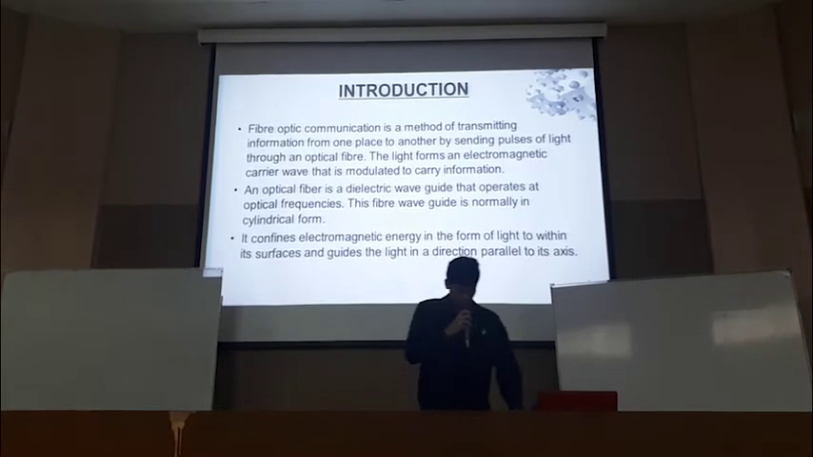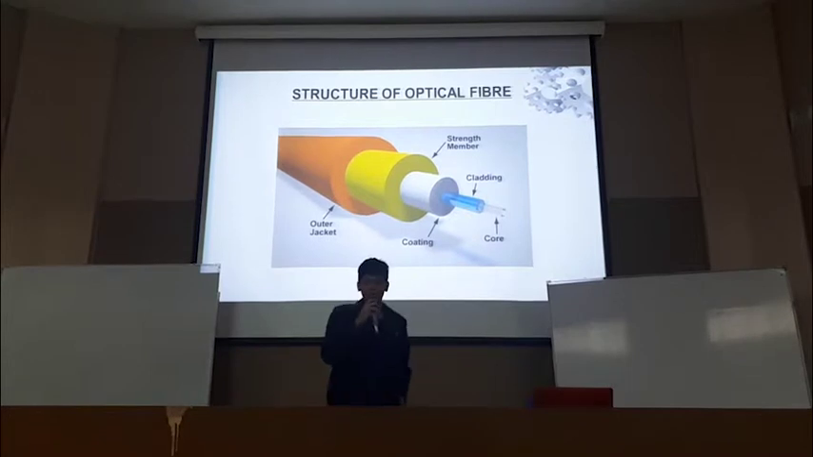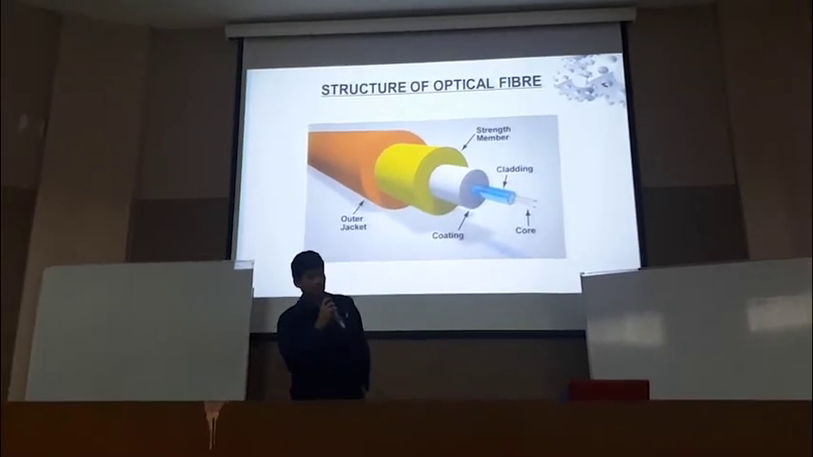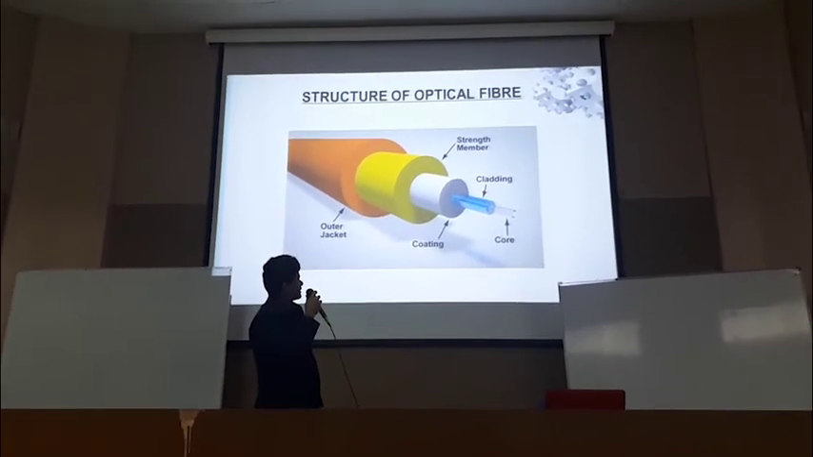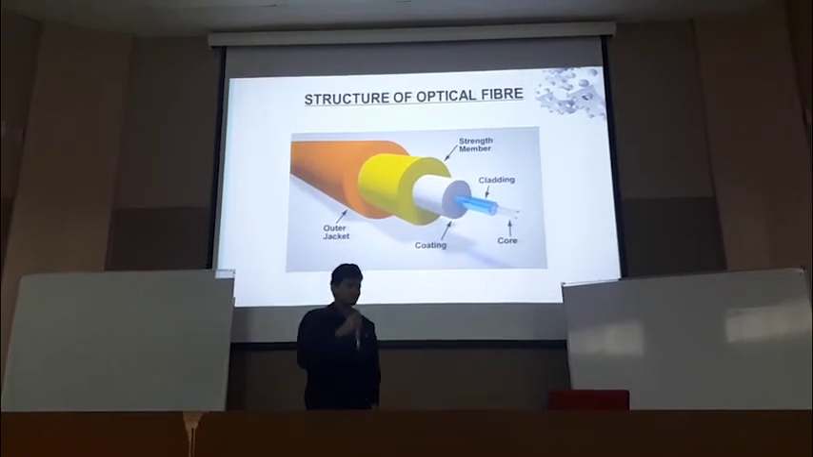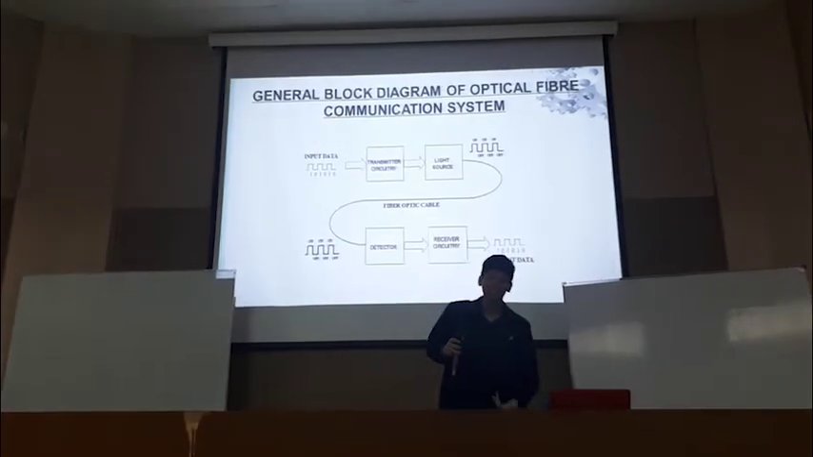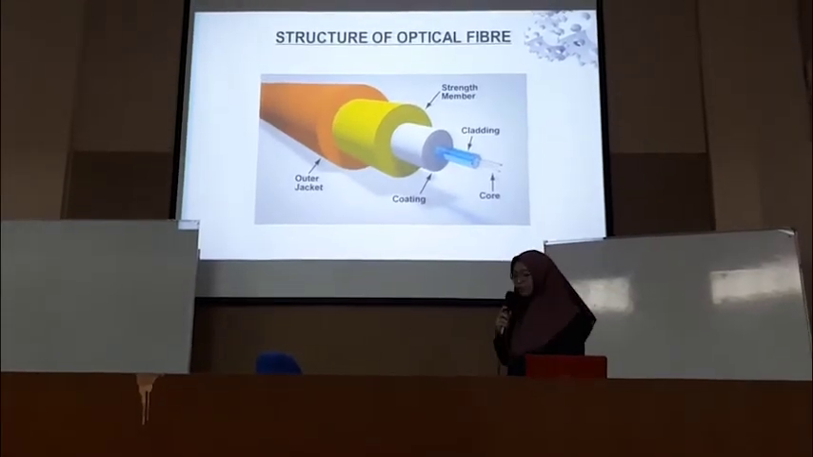So that's for the introduction. Next, I will explain about the structure of optical fiber. As you can see here, optical fiber consists of outer jacket, strand member, cladding, coating, and core.